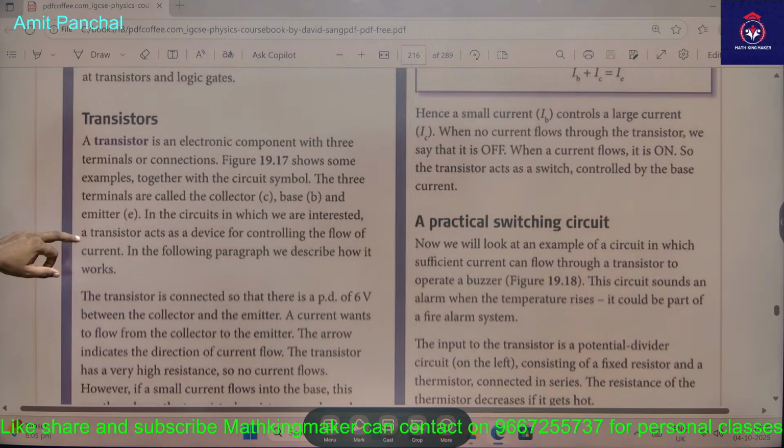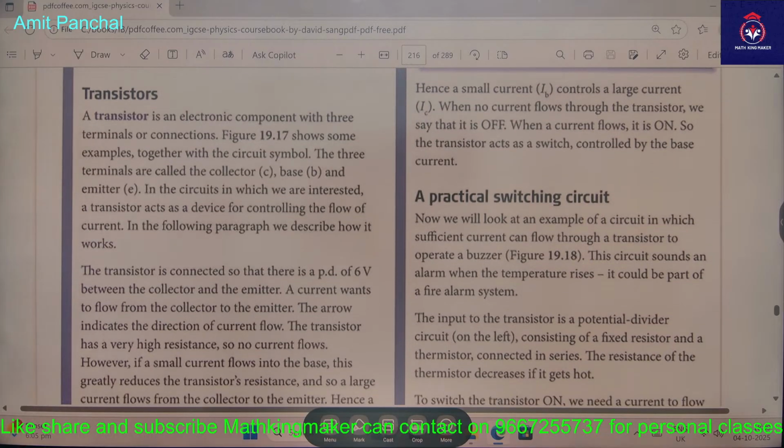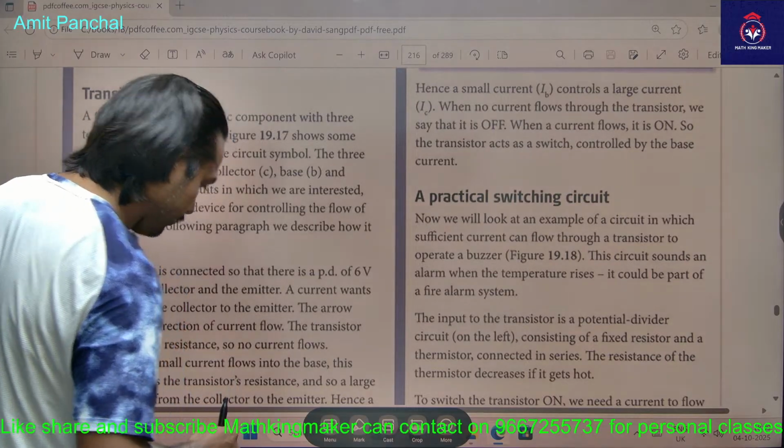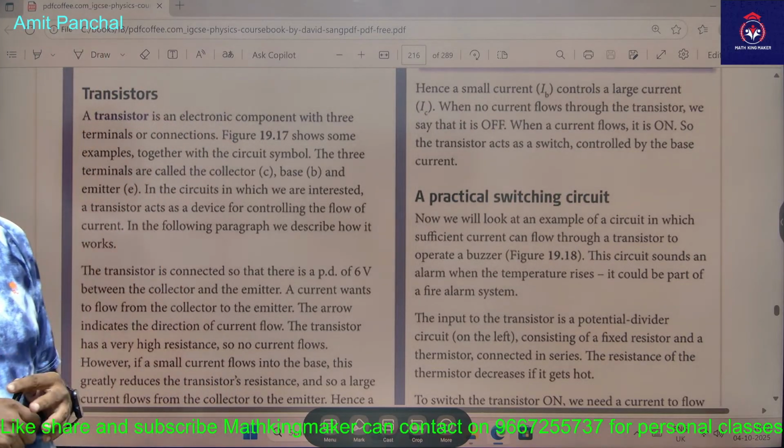A transistor is an electronic component with 3 terminals or connections. Basically, a transistor is a combination of 2 diodes.